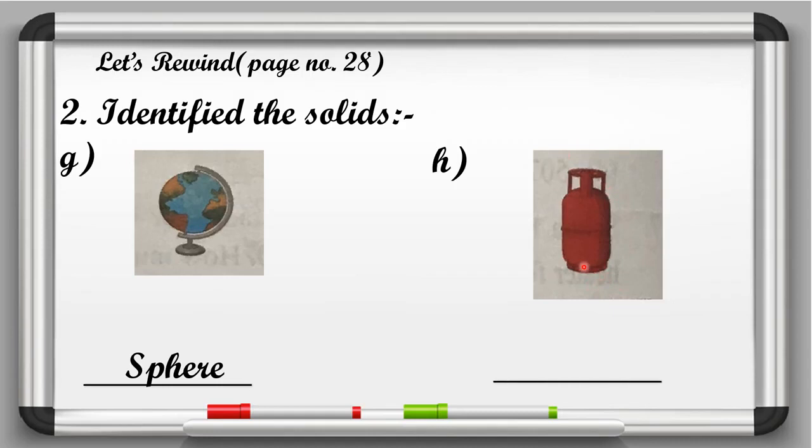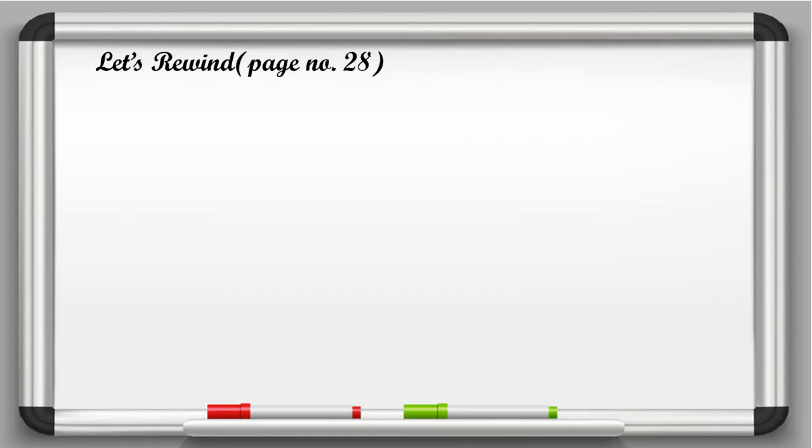Now in H part, here this object is given and this is cylinder. So what is the solid shape of cylinder? That is cylinder. So here we will write this spelling C-Y-L-I-N-D-E-R, cylinder. Understood, beta? So in this way you can write the solid shape of any object. Okay. Now question number 3.